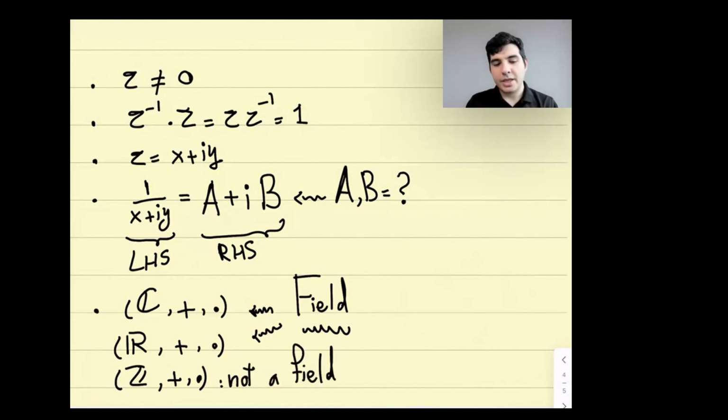Why is that? Because we don't have inverse with respect to multiplication. What is the inverse of 2? It's 1 over 2, but it's not an integer. But R and C are fields. So R is a subset of C. It's actually a subfield of C.